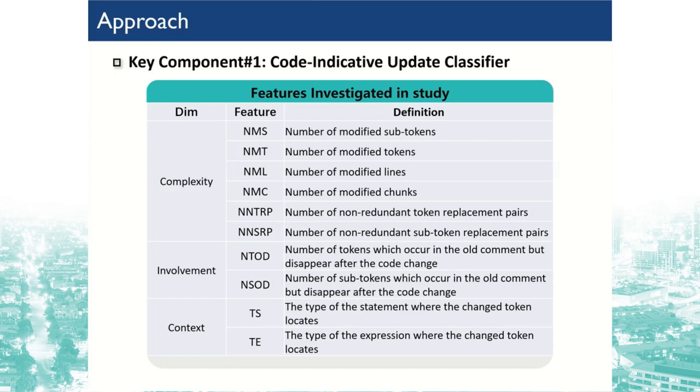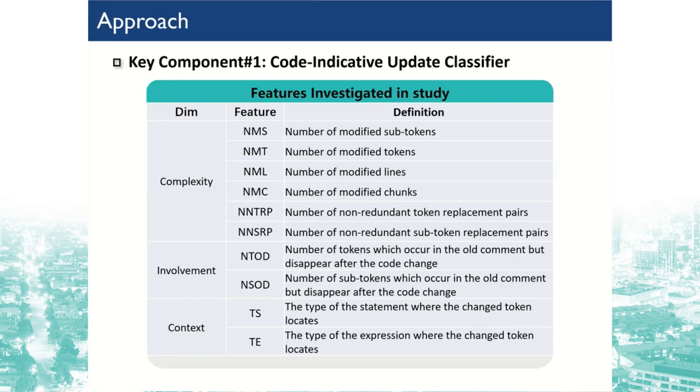To this end, we analyze 10 different features of code changes from three dimensions: code change complexity, involvement, and context. Here's a summary of the investigated features. In short, the complexity dimension features measure the number of modified items like tokens and subtokens in a code change. Two involvement features count the number of tokens or subtokens in an old comment that disappear after a code change. We study this feature because when a token that occurs in an old comment disappears after a code change, it's likely the comment needs to be updated based on a code change related to that token.